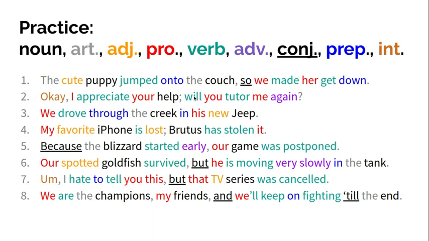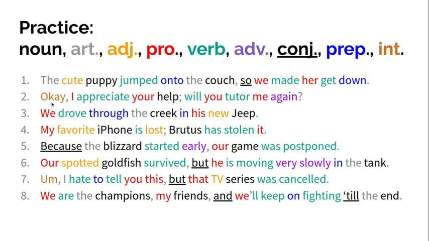All right. The is another article. Couch is a noun. So is a conjunction. We is a pronoun. It's a subject pronoun. Made is a verb. Her is a pronoun. Get is a verb. And down is a preposition.